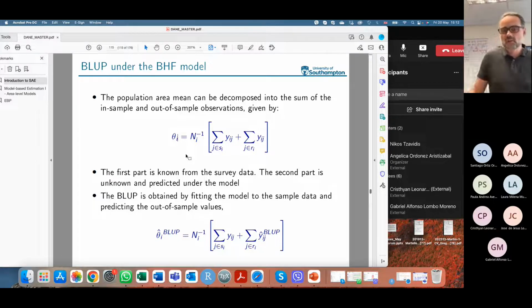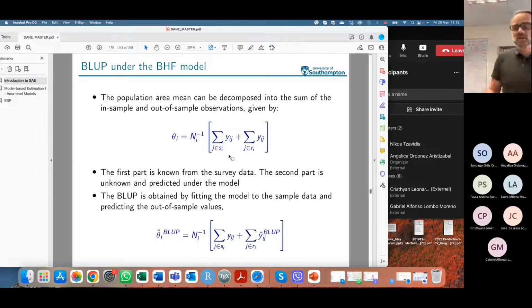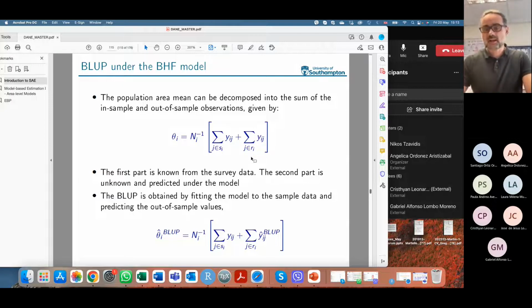So you obviously have data in your sample, which are denoted by Yij. You could sum the values that you observed in your sample in area i, and then you have another part which we don't observe. So you have all the other Yij's that are not observed, and this unobserved part in area i is denoted by Ri.